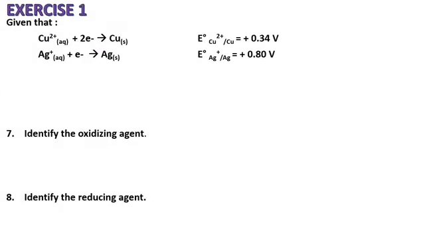Alright. So, okay, next tengok pula soalan nombor 7. Identify the oxidizing agent. So, what is meant by the oxidizing agent? Apa yang dimaksudkan dengan oxidizing agent? Take note benda ni. Oxidizing agent refers to the species that undergoes the reduction. Tulis ni. Dalam nota tak ada ni. What is meant by the oxidizing agent? Oxidizing agent is the species that undergoes the reduction.